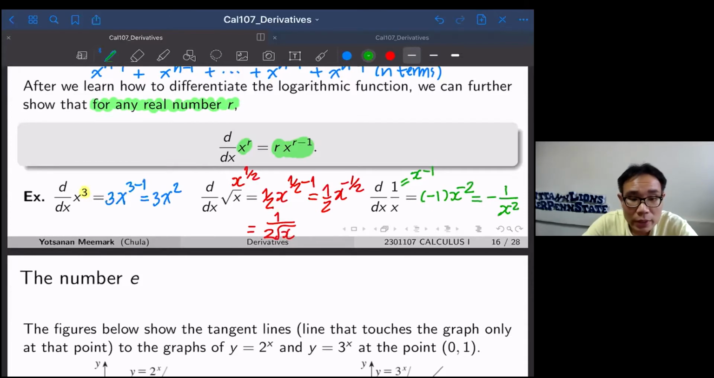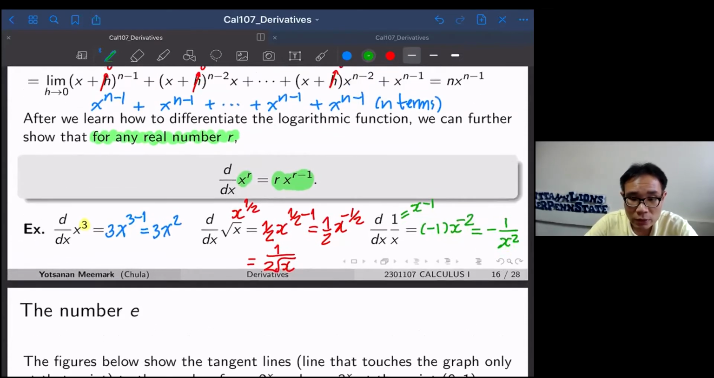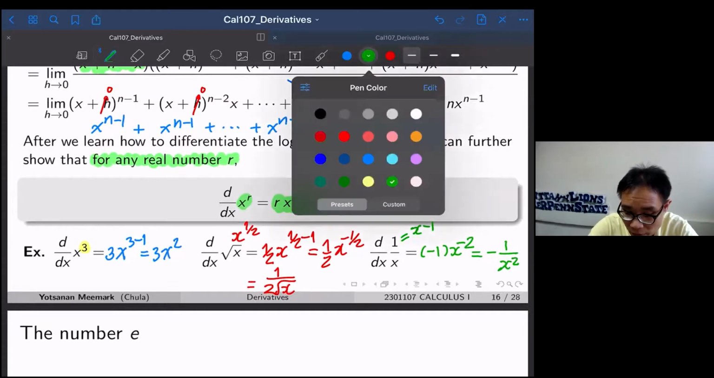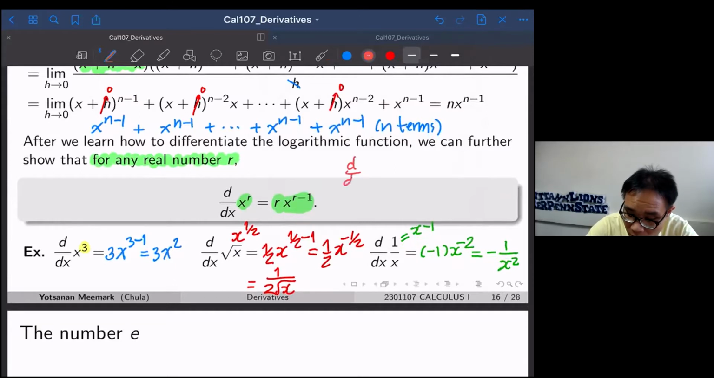Okay. So here I have two important ones for the power function that we normally have during the exercises and during the quizzes. So you have the derivative of root x, which is 1 over 2 root x, and the derivative of 1 over x is going to be negative 1 over x squared. So let me write them down. You have d/dx of root x equal to 1 over 2 root x, and d/dx of 1 over x equal to negative 1 over x squared.